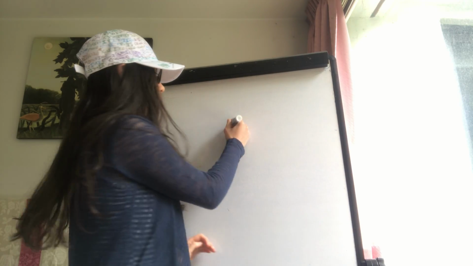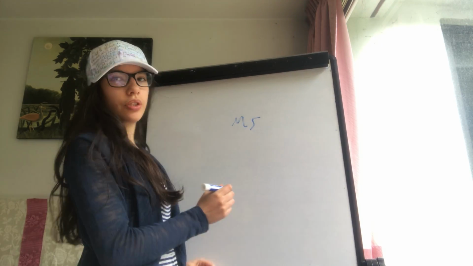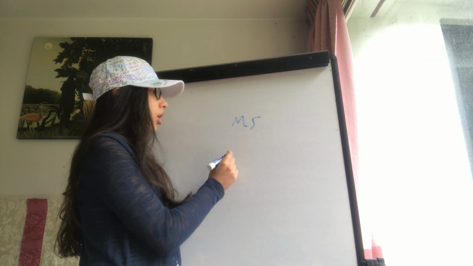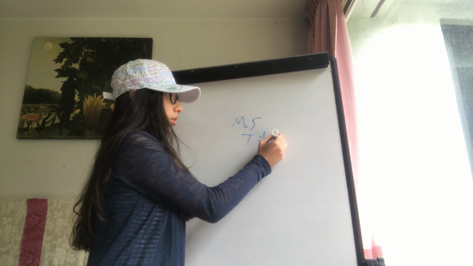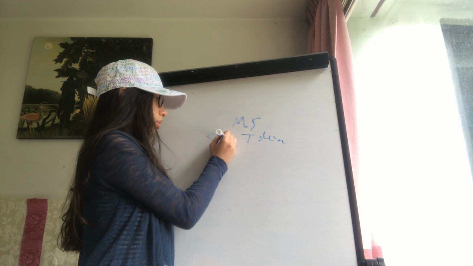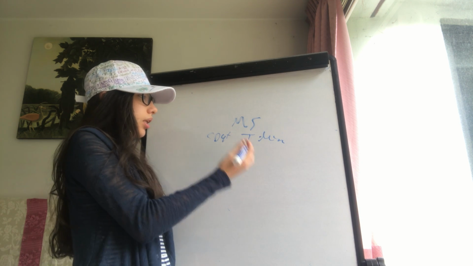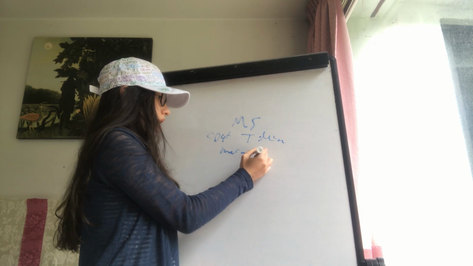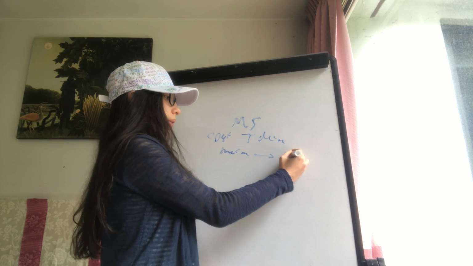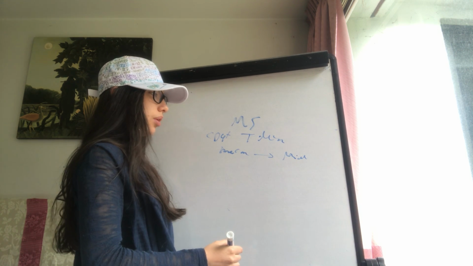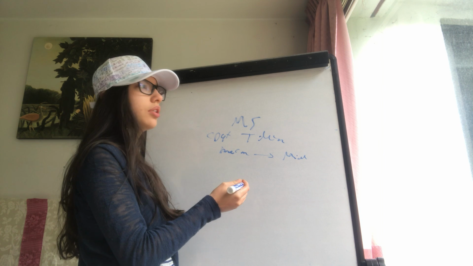Now we're going to see multiple sclerosis. Multiple sclerosis is an autoimmune disease in which the CD4 positive lymphocyte interacts with macrophages, and they damage the myelin on the central nervous system, so they damage the oligodendrocytes.